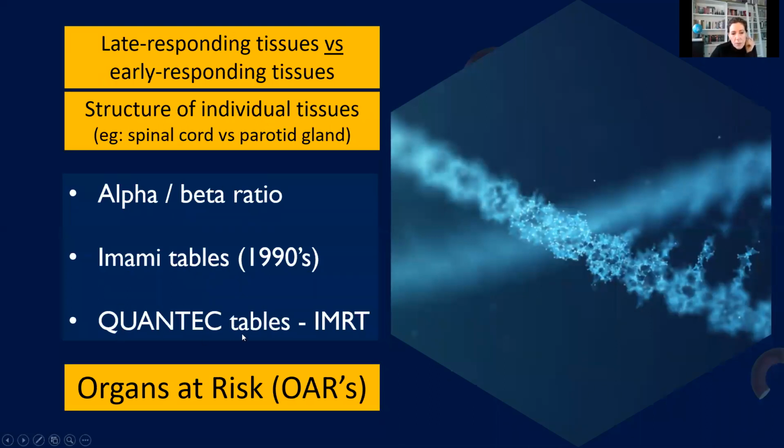And then these have been replaced essentially by the Quantec tables, which are more detailed, and they have been developed to cater for intensity modulated radiotherapy, which is really the way modern radiotherapy has developed. It allows you to work out a percentage of each organ that can tolerate a certain dose. So the whole organ can tolerate a much lower dose, obviously, than a small part of that organ, depending on which structure you're talking about.